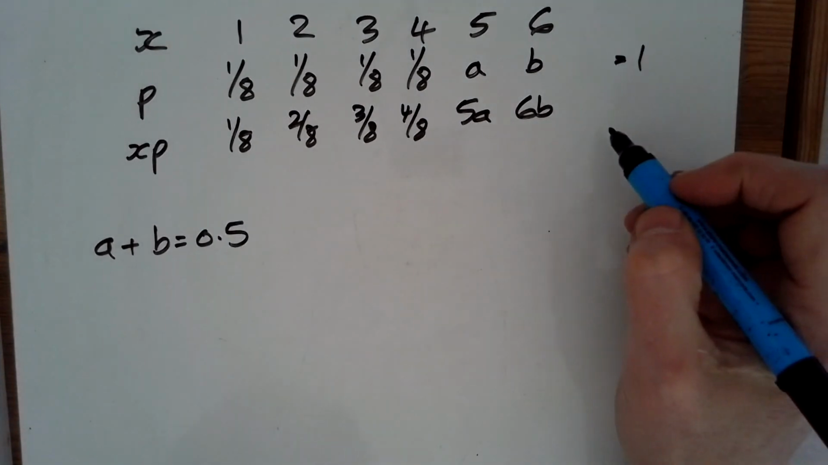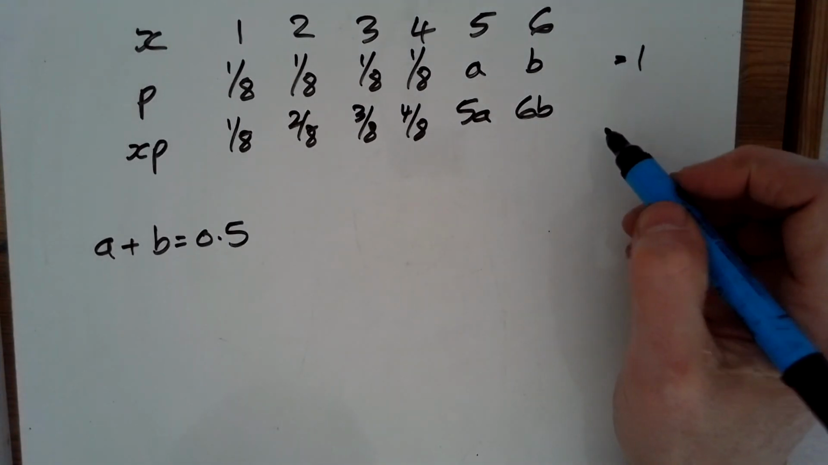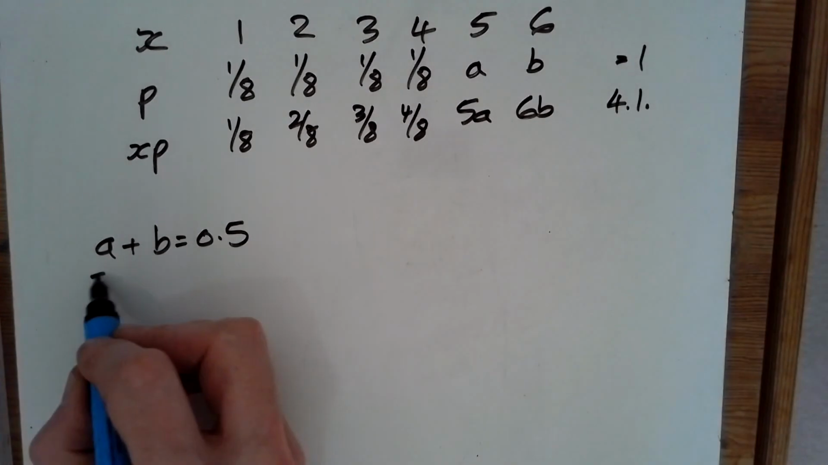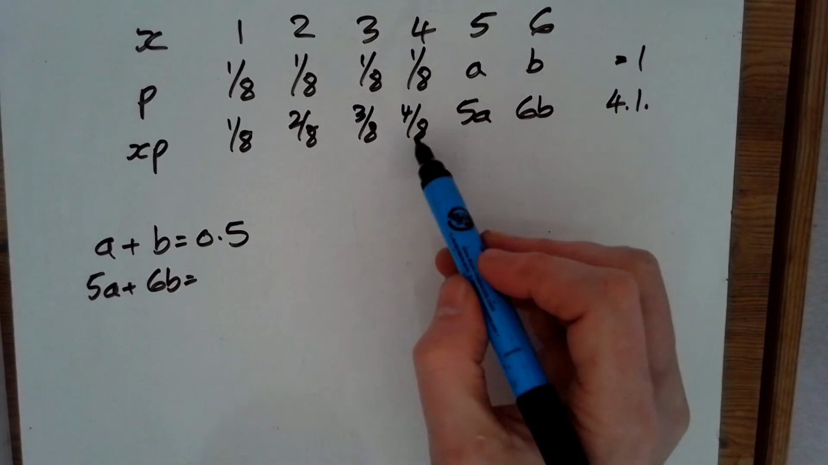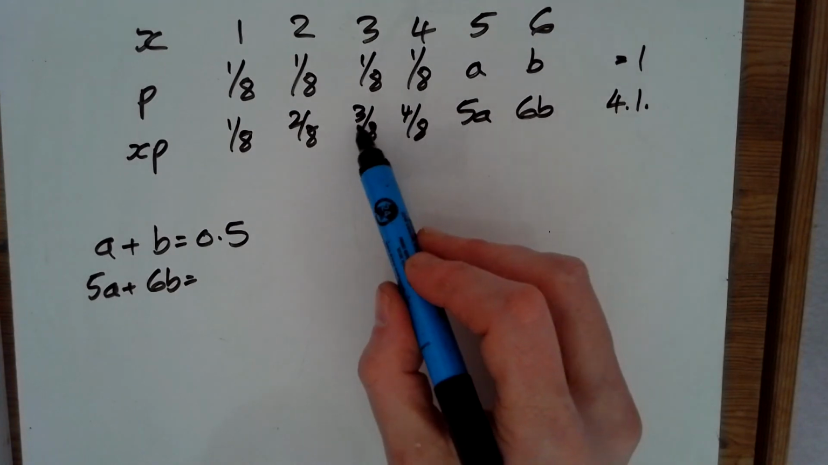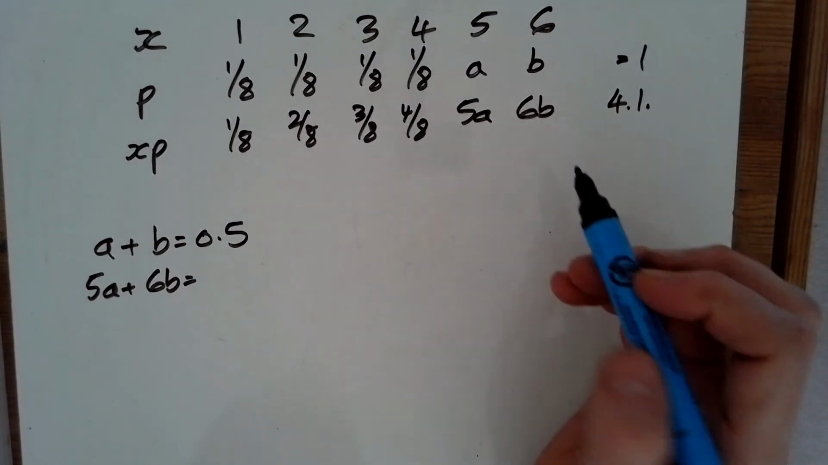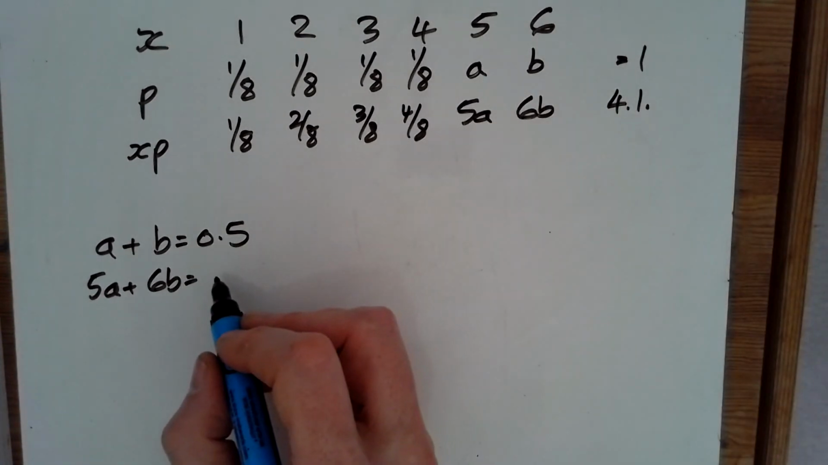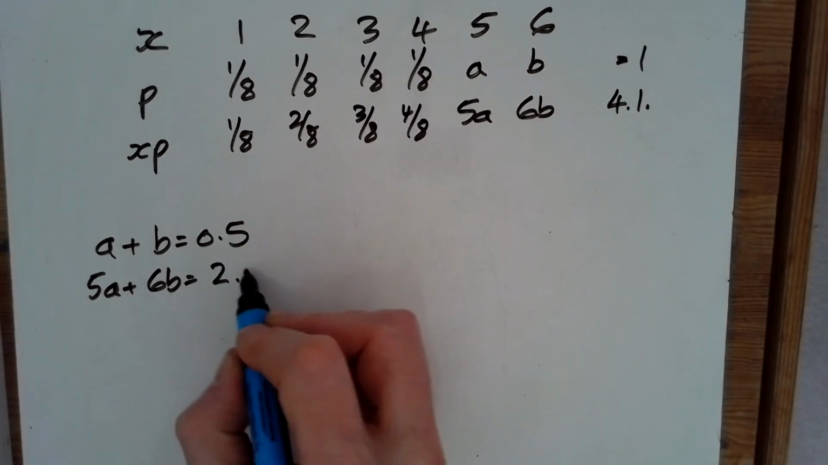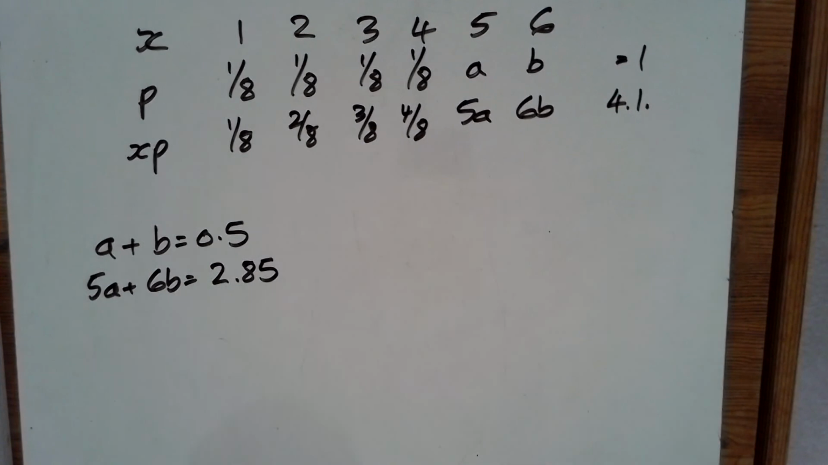And this row we've been told that the expected value of X is 4.1. So that gives me 5A plus 6B. Now how many eighths have we got altogether there? 4, that's 10/8, so 1.25. Take 1.25 away from that, gives me 2.85.